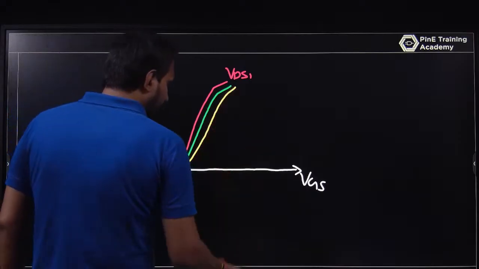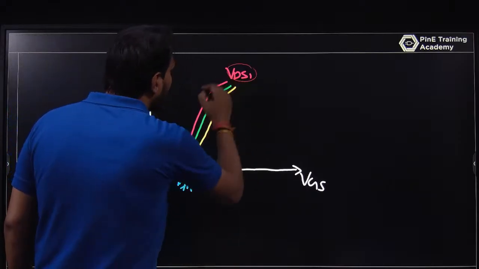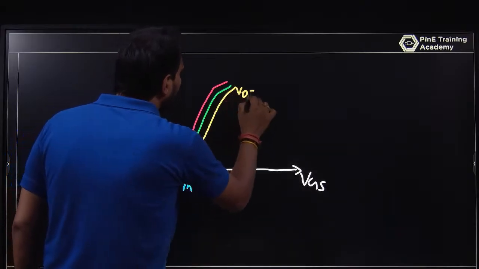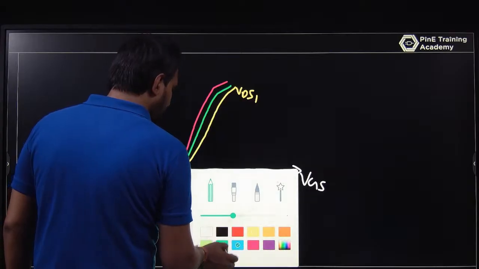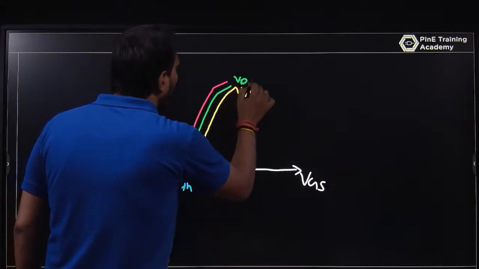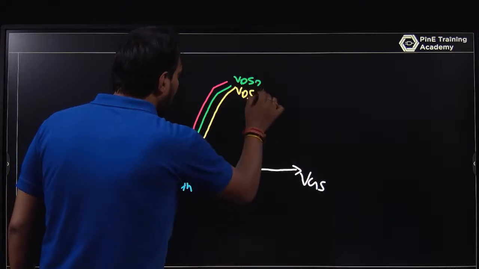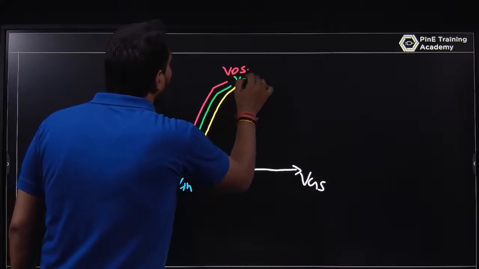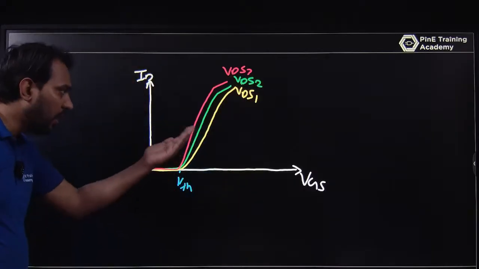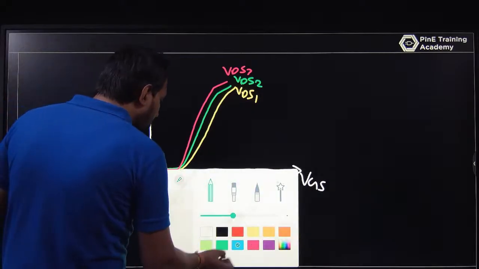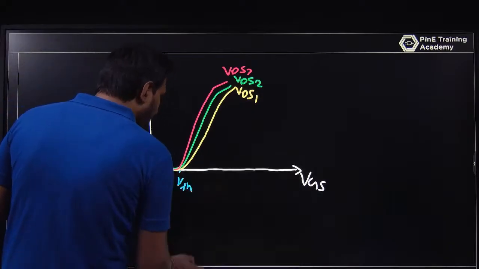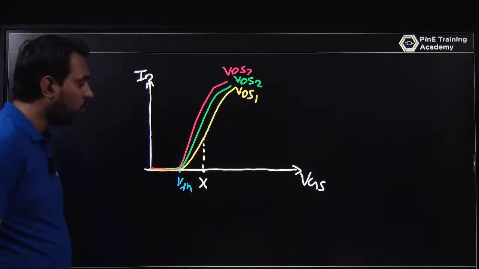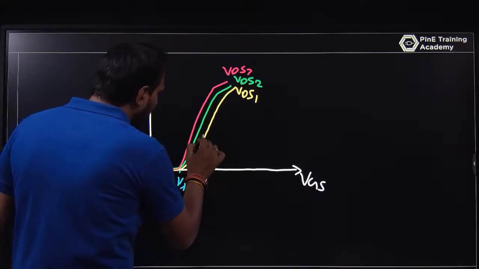So if you talk about different VDS, I mean, this is VDS1, this is VDS2, and this is VDS3. So the current will increase for the same gate to source voltage. Let me think this way: for the same gate to source voltage, let this be a voltage X of gate to source, you have a different current.